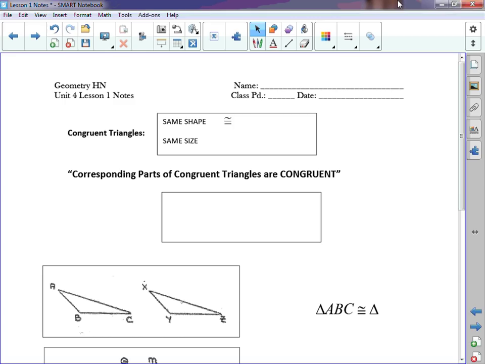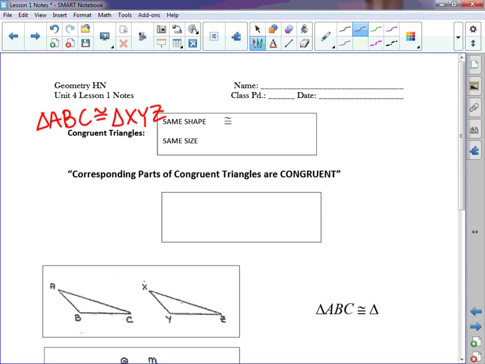So congruent triangles: if the shape is congruent, then that means it's the same shape and the same size. If I have two triangles that are congruent, like if I said triangle ABC is congruent to triangle XYZ, that means it's the same shape, so they're both triangles. And it's the same size, which means my sides that correspond are the same, and my angles that correspond are the same.